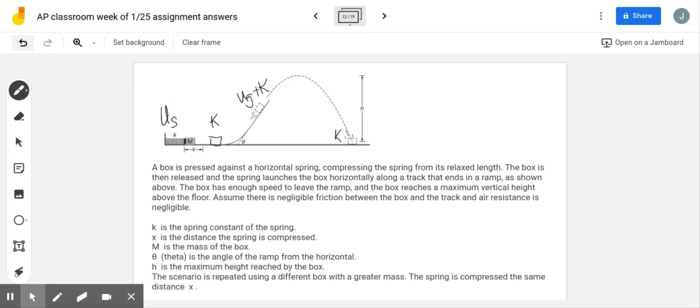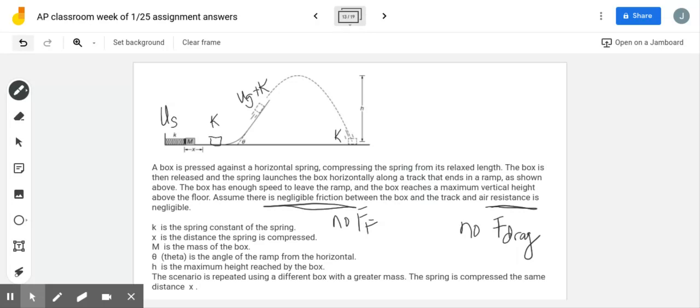Okay. So we're assuming there's negligible friction, so no force of friction on the track, and air resistance is also negligible, so no F drag. Super. So basically what they're telling us is there aren't any non-conservative forces. Nothing is taking energy away from the system.